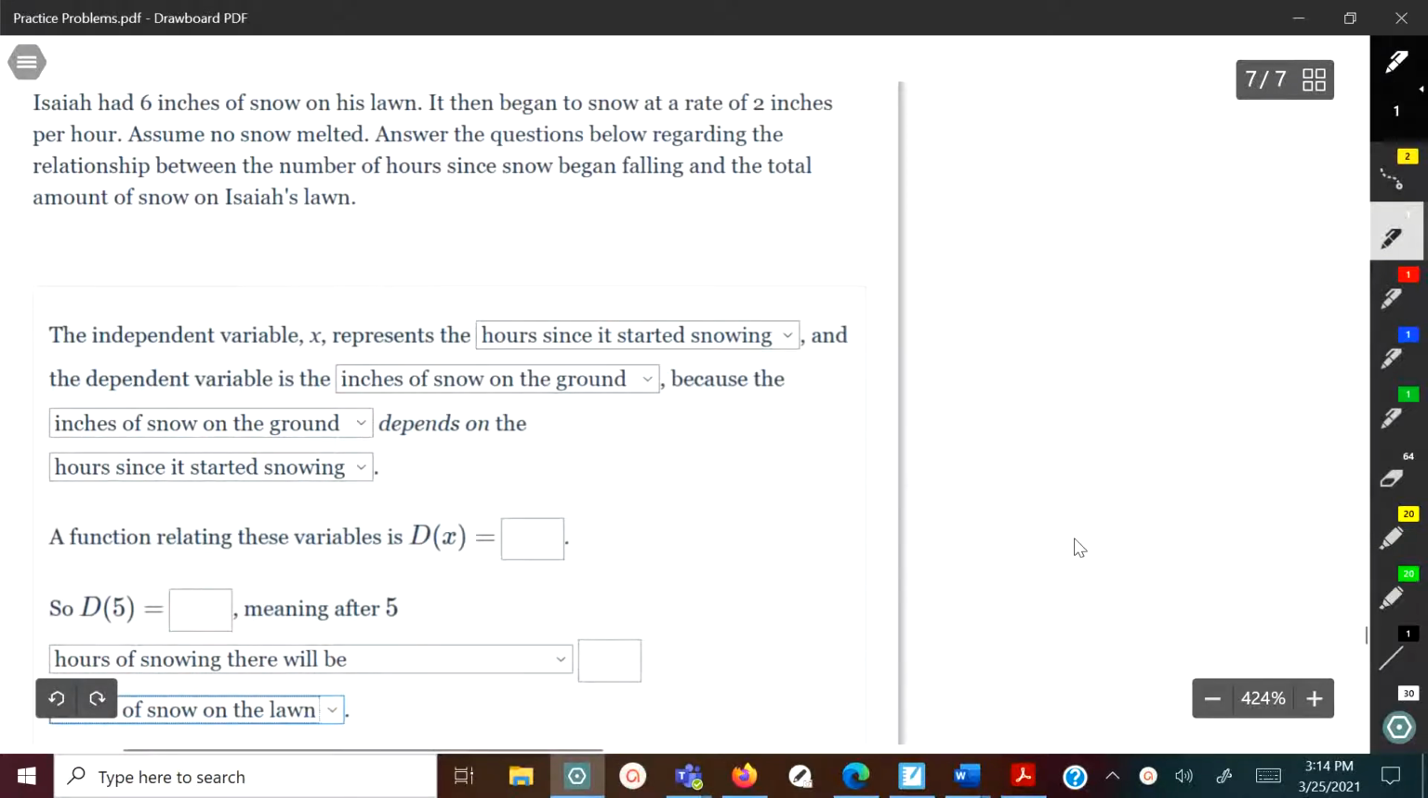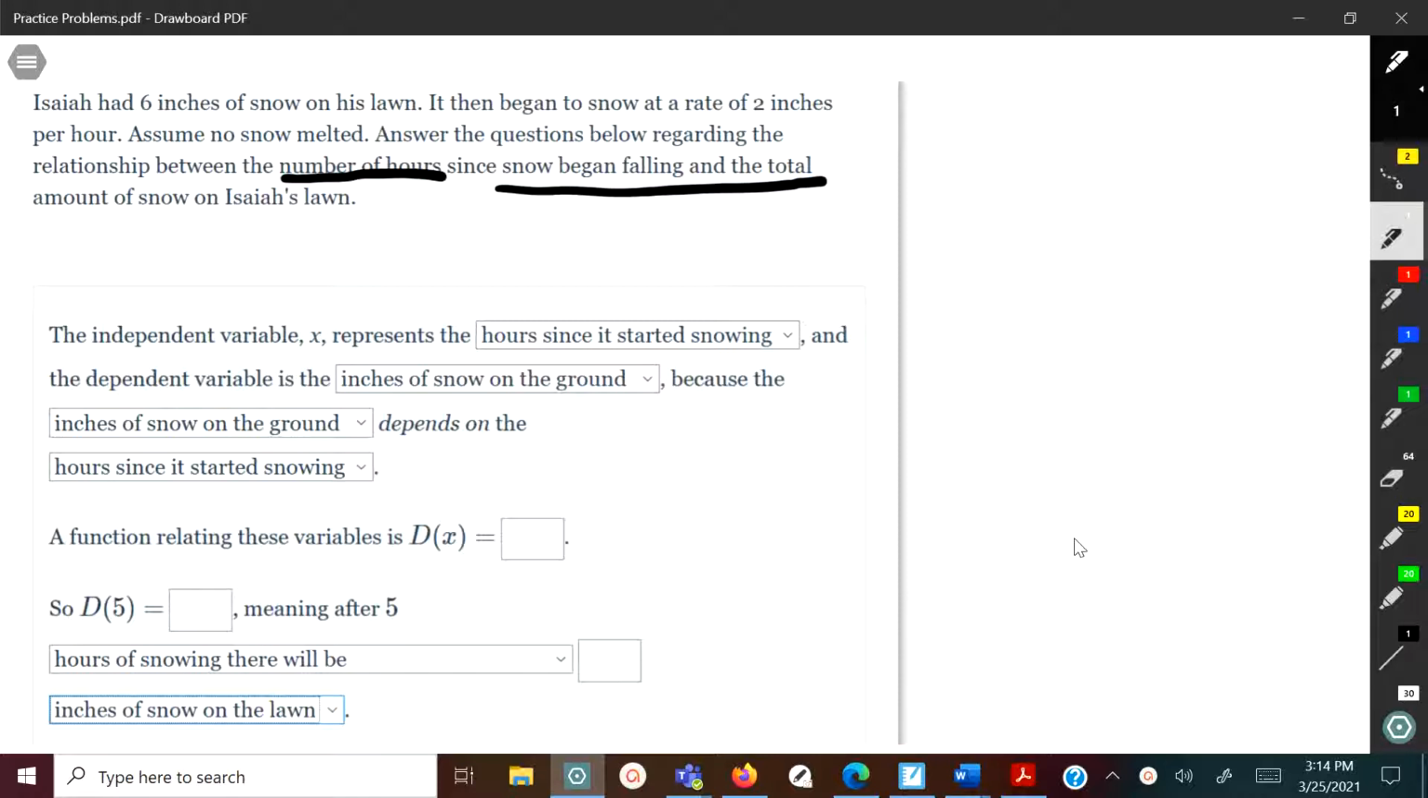Okay, so a lot of this is already filled out for you, so I can't write on here like I want to, but I'm going to show you exactly what they're doing here. It says Isaiah had 6 inches of snow on his lawn, and it began to snow at a rate of 2 inches per hour. Assume no snow melted. Answer the questions below regarding the relationship between the number of hours and the snow falling on the ground. Okay, those are your two. Which one's an X, one's a Y, which one is which?